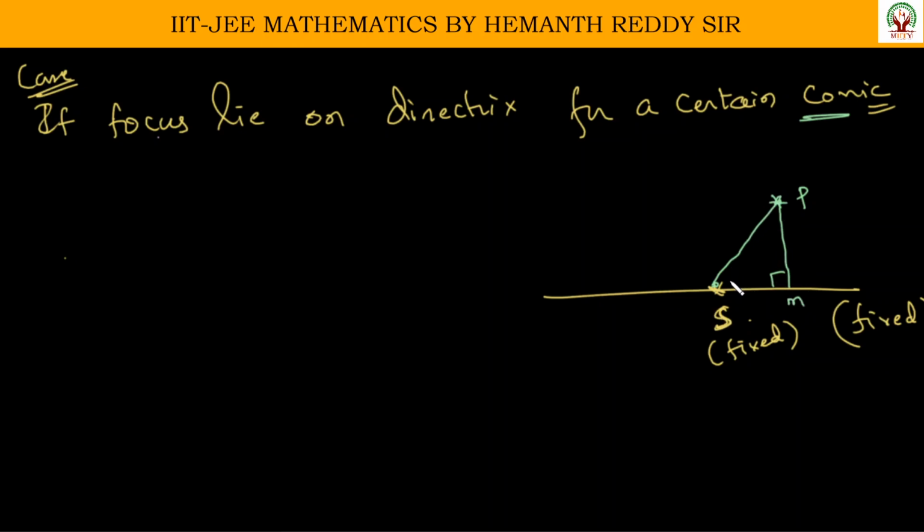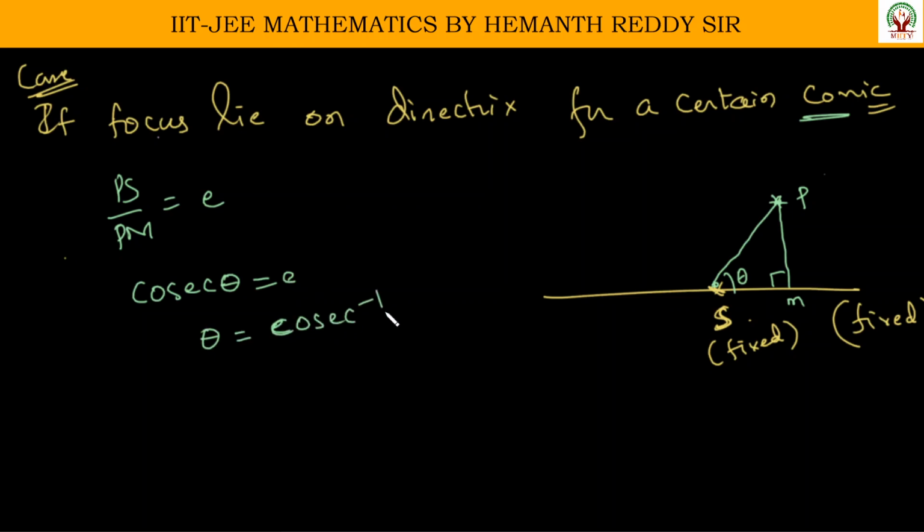PS by PM is always eccentricity. Let's say this angle is theta. So, PS by PM, already we have learned that is eccentricity. For any conic, the definition of eccentricity is the ratio for a variable point. This is a variable point. Okay, variable point తీసుకున్నాను. PS by PM is always E. So what is PS by PM in this case? That is nothing but cosecant theta. So cosecant theta in this case is E. So theta will be cosecant inverse E.